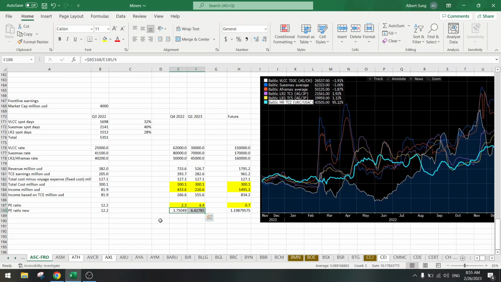But when you look at the future, we still get around a PE of 1. So the bull case is still here. As the VLCC rates rise, we should see a PE ratio of 1 in the future. Okay.